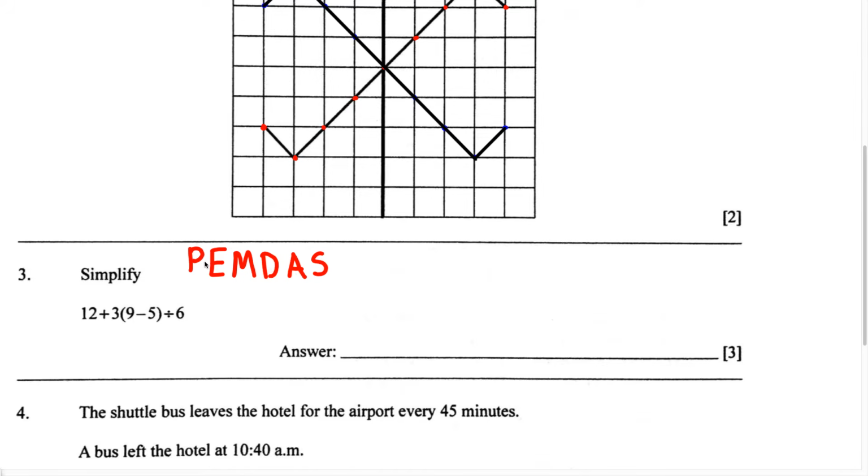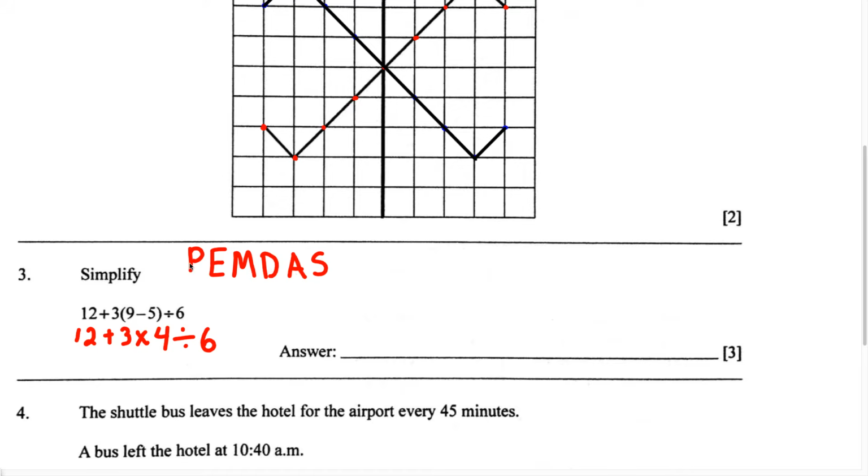Parentheses comes first. So we can just write this out as 12 plus 3. And we know anytime we have a number and a bracket or a parenthesis with no sign in between, it means multiplication. So we can say 3 multiplied. Now we're going to solve for what's in the parentheses. 9 minus 5 is going to give us 4. So we're going to put 4 divided by 6.